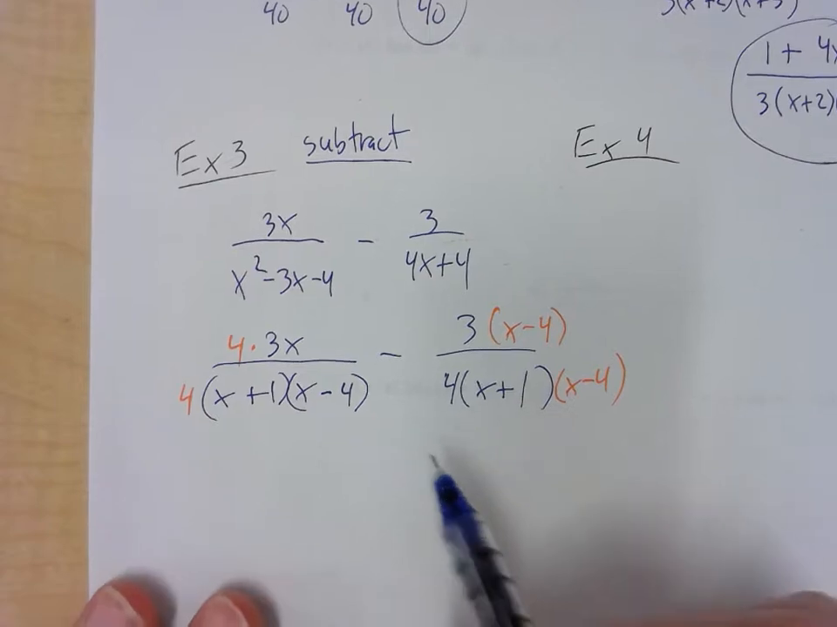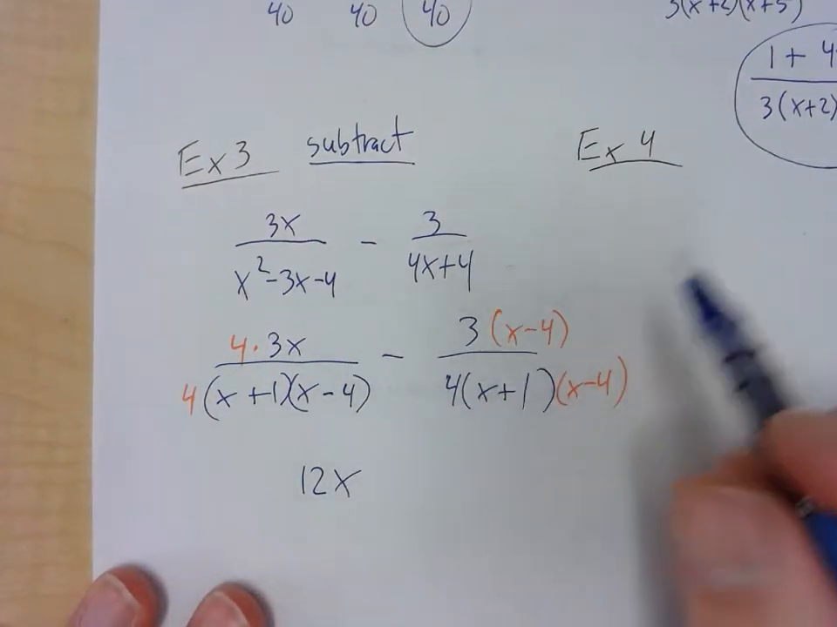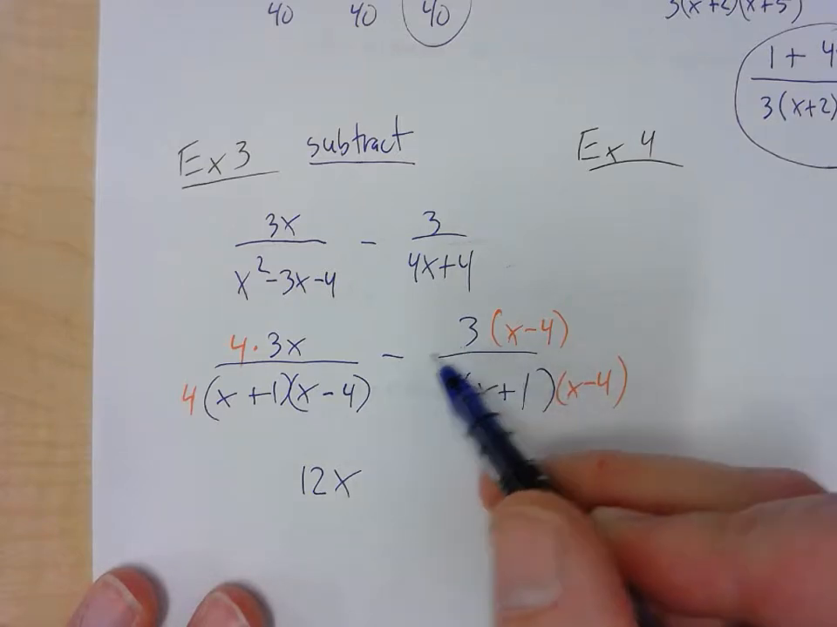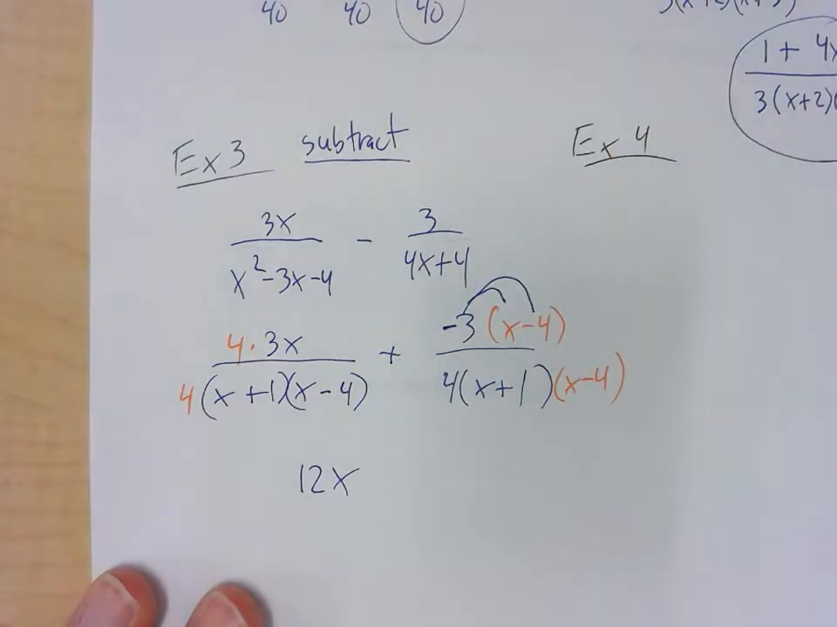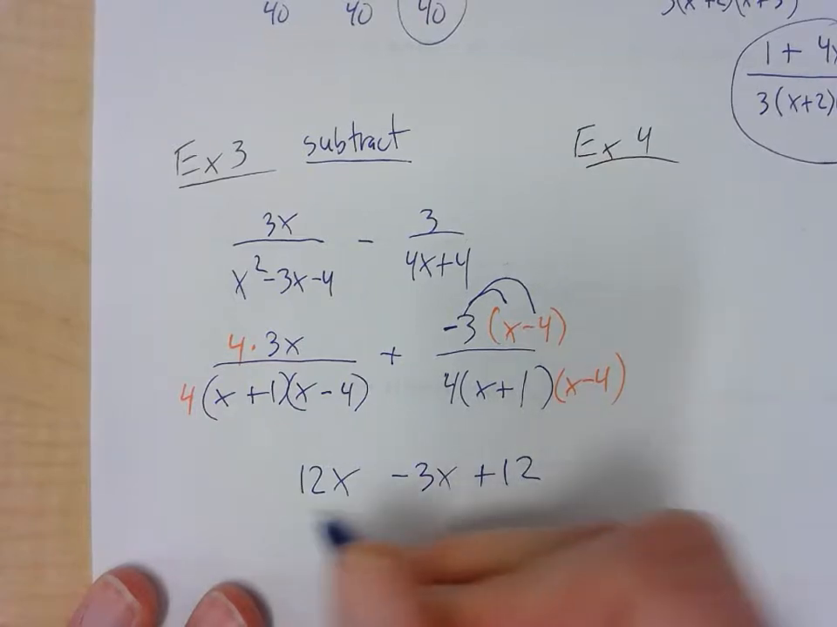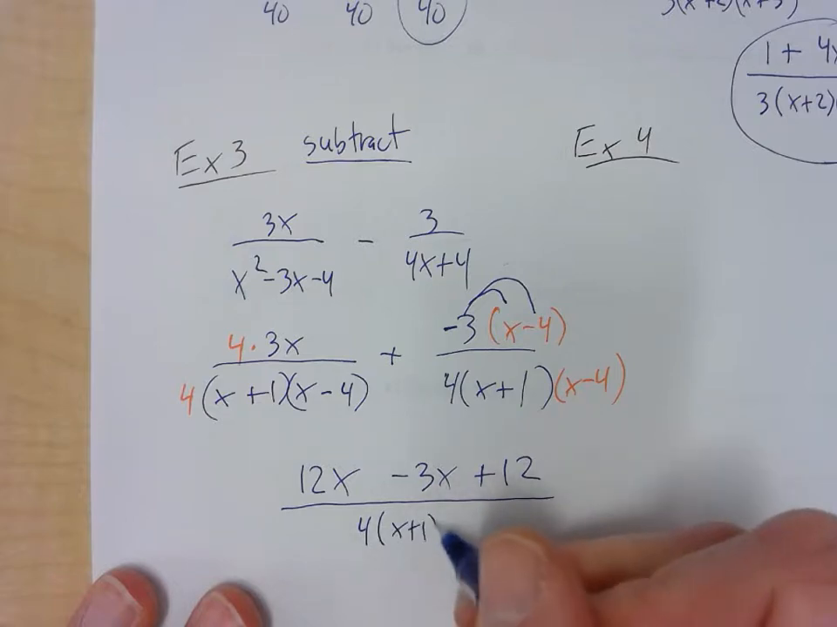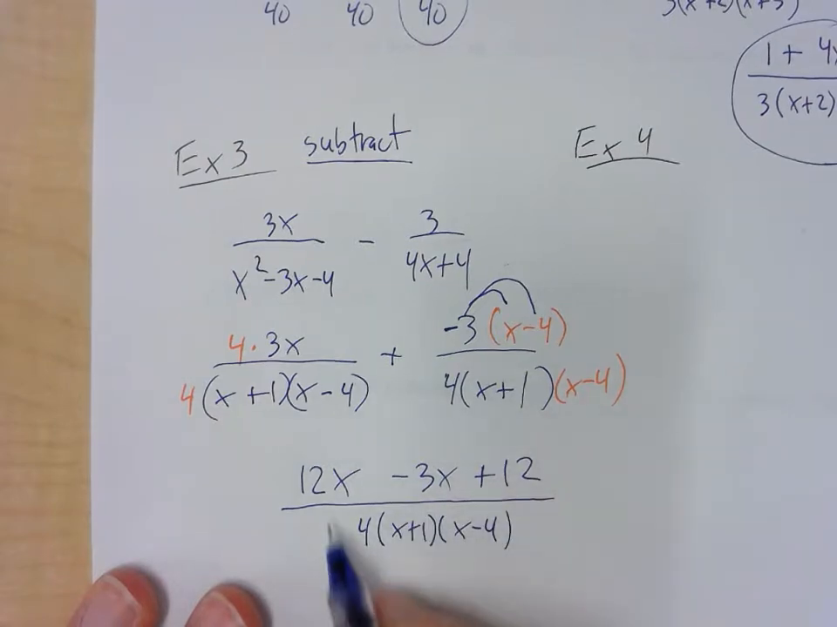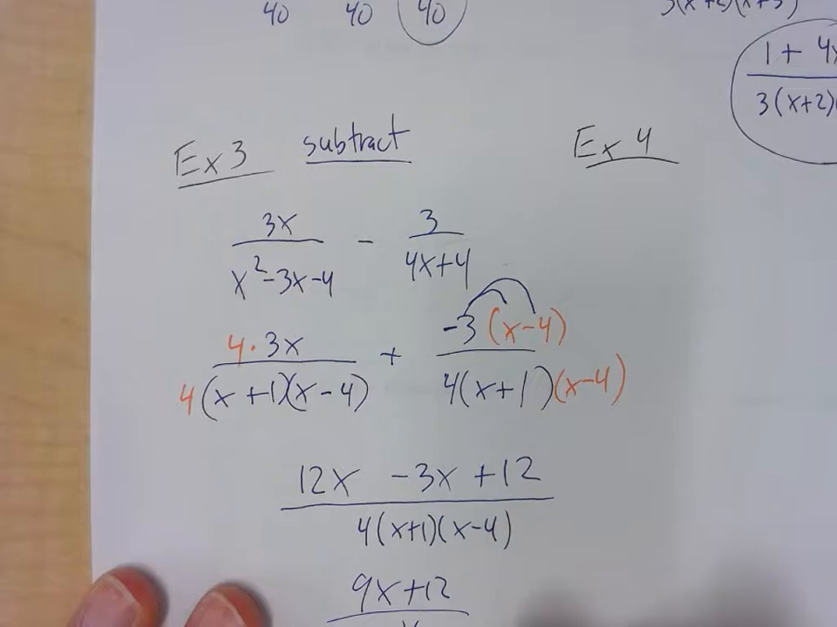All right. So 4 times 3 makes 12, so it's 12x. What I'm really doing here, since I'm subtracting, is I'm really adding a negative, so I have to distribute that subtraction. So each of those gets multiplied by negative 3. Negative 3x plus 12 all over the common denominator, which is 4 times x plus 1, x minus 4. Those are like terms. 9x plus 12 over 4 times x plus 1, x minus 4.